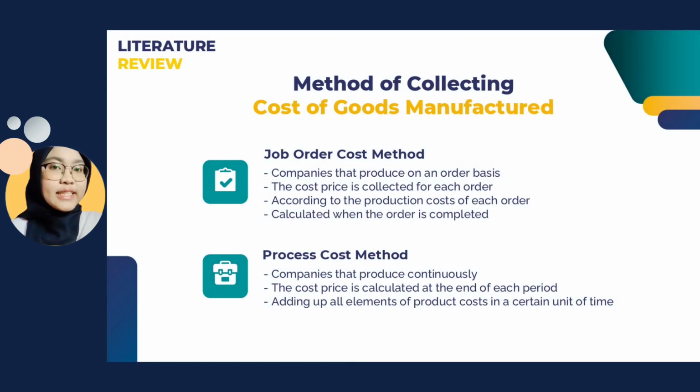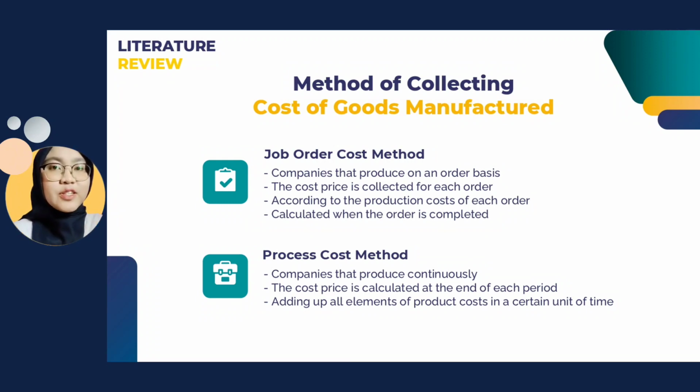The method of collecting costs of goods manufactured is classified into two methods, namely the order cost method, which is suitable for use by companies that produce based on order. The basic price is collected for each order, and the total production cost of each order will be calculated when the order is completed.